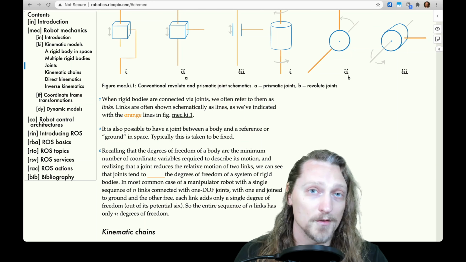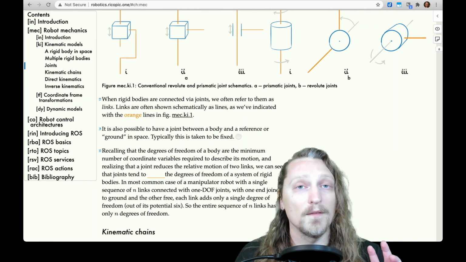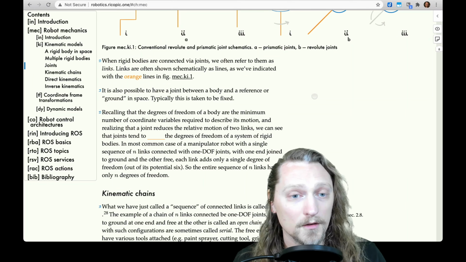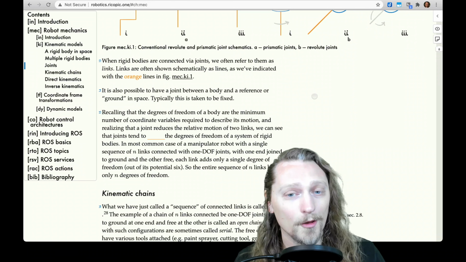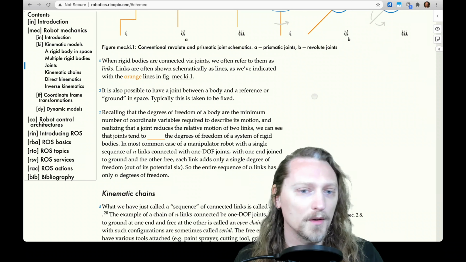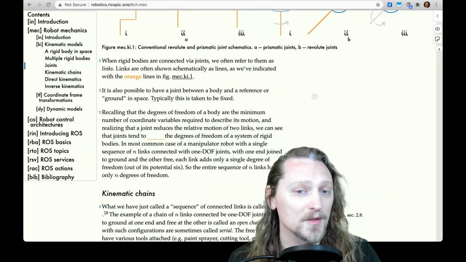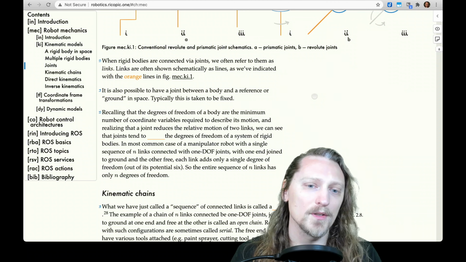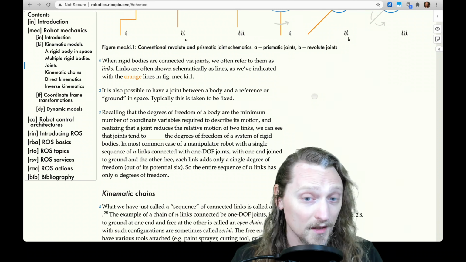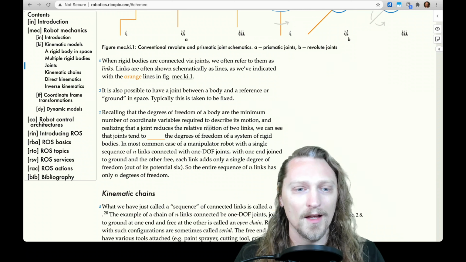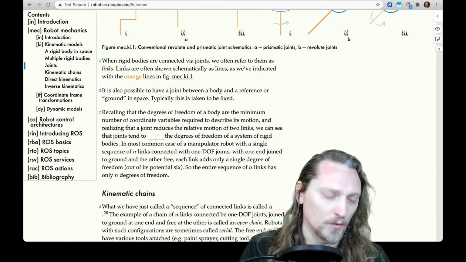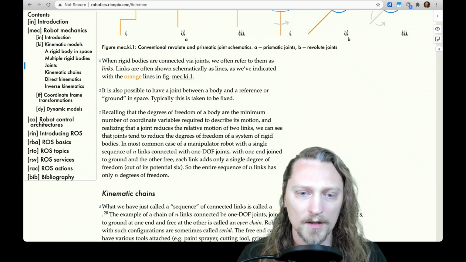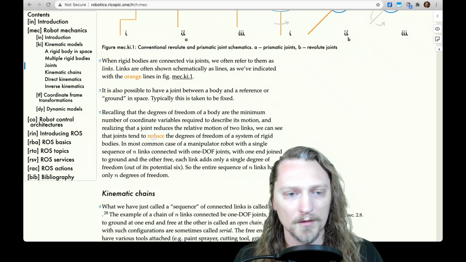Typically, this reference or ground is taken to be fixed. Recalling that the degrees of freedom of a body are the minimum number of coordinate variables required to describe its motion, and realizing that a joint reduces the relative motion of two links, we can see that joints tend to reduce the degrees of freedom of a system of rigid bodies.